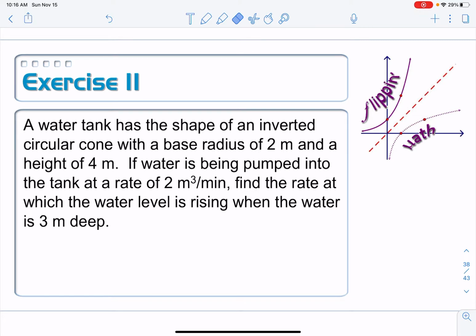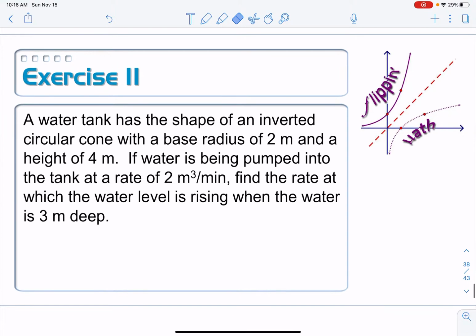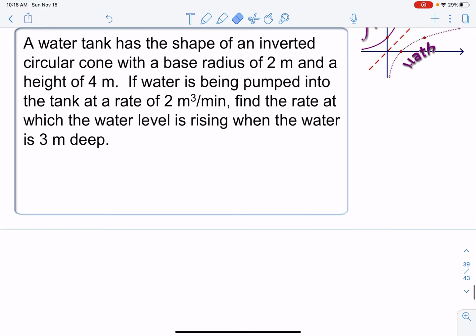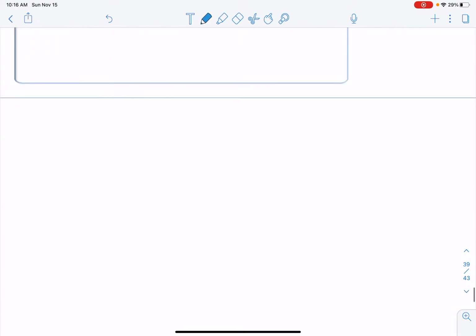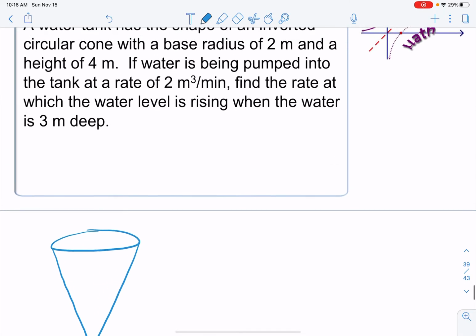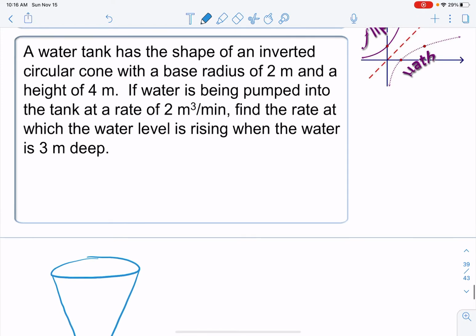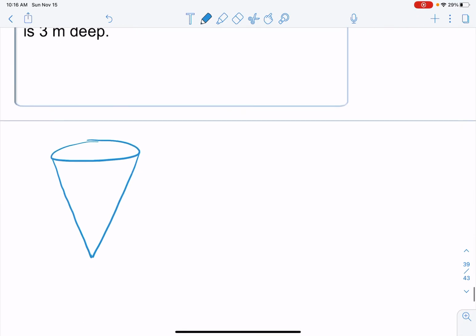Exercise 11. A water tank has the shape of an inverted circular cone with a base radius of 2 meters and a height of 4 centimeters. Hey, look at this. I don't actually have a picture. I'm going to draw one. So I've got an inverted cone, which will look sort of like this. There we go. Looks pretty good. And it has a base radius of 2 and a height of 4 here. So that's supposed to be 4.